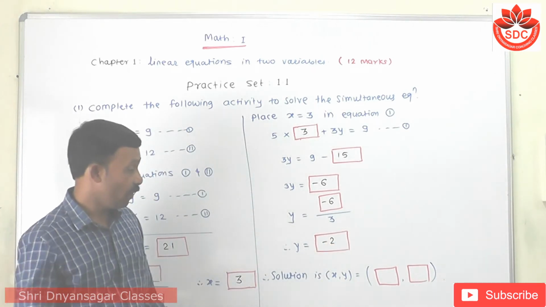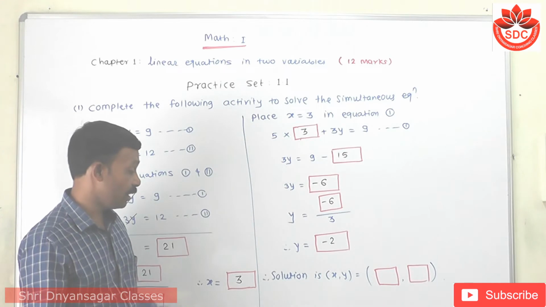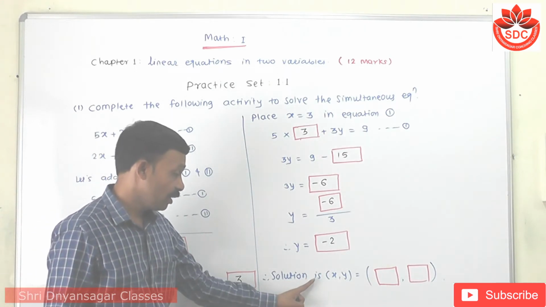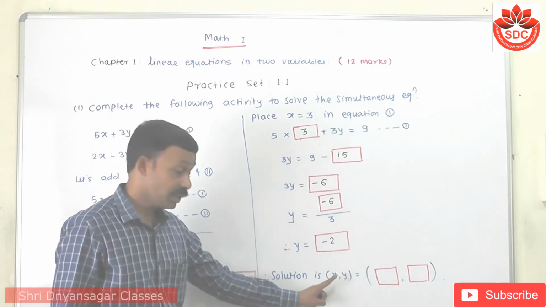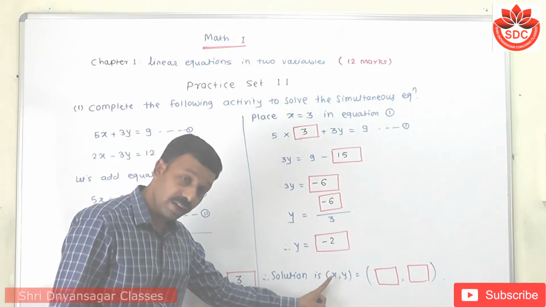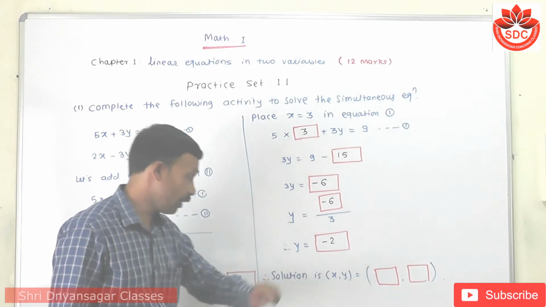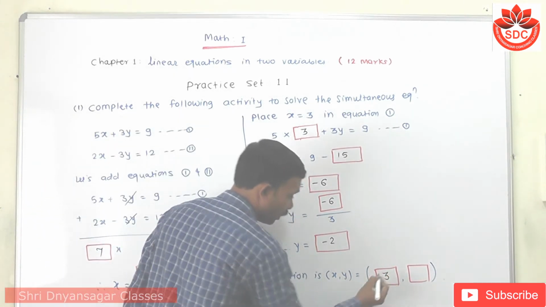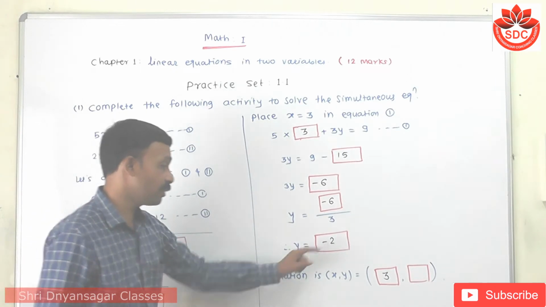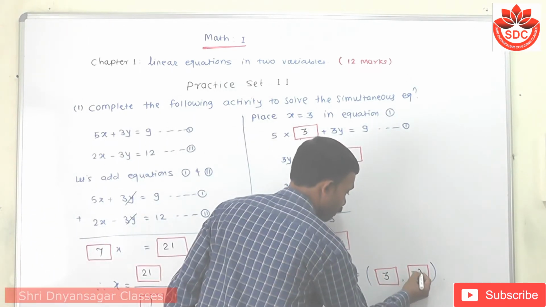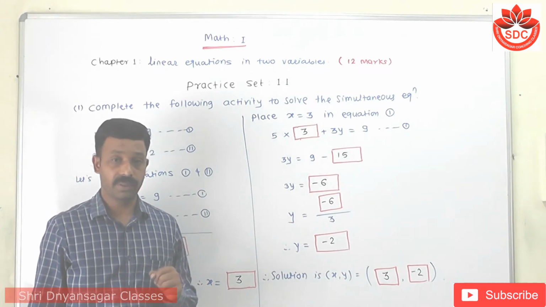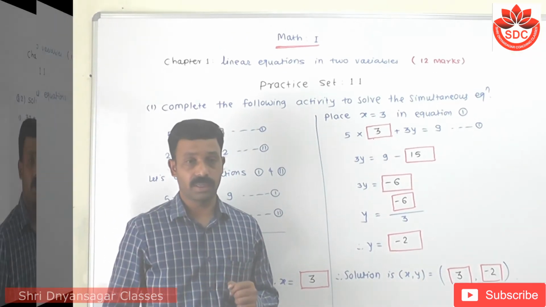Now student, always write the answer in a full sentence. Therefore the solution of that simultaneous equation is x comma y. Always write the x variable first and then the y variable. The value of x is 3, so in the first box there is 3, and the value of y is minus 2, meaning in this box minus 2, so we have completed the first activity. Can you understand this? Okay.